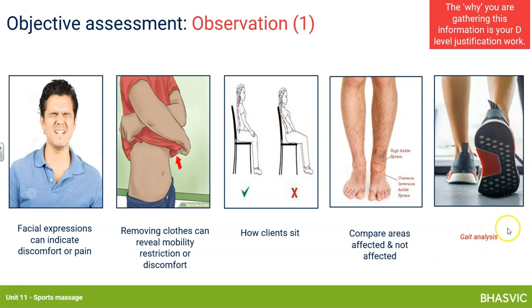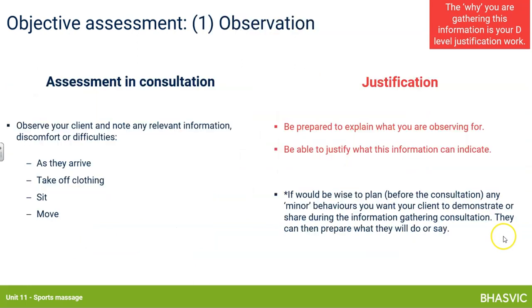What I wouldn't probably recommend you do within this assignment, but what can be done, is a gait analysis, which looks at how the person moves, and that can be walking, it can be on a treadmill if that happened to be in your practice. It's not that common for sports massage therapists, but they might notice how you walk, and again, this can show imbalances in particular. So these are the things that you might observe as part of your objective assessment.